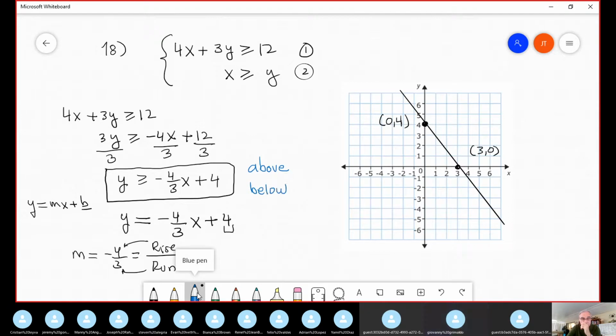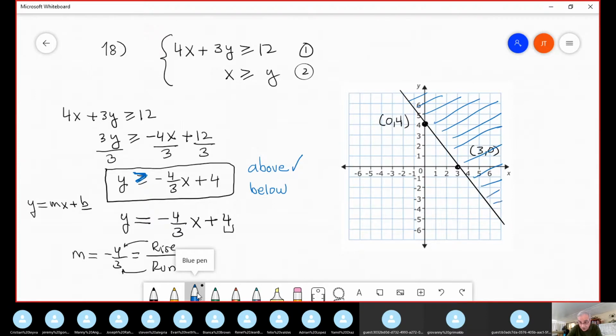No. You are wrong. The problem was greater than or equal to 12, so we have to go above it. The clue to select above or below is this symbol. Greater than means above. This is one point of view. I want to explain another, and you shade this semiplane.